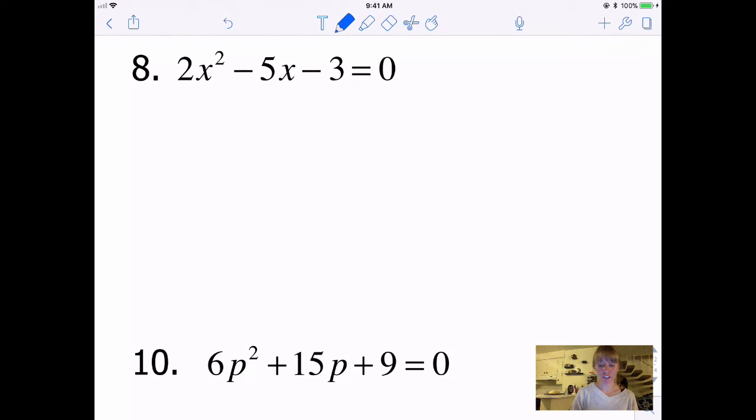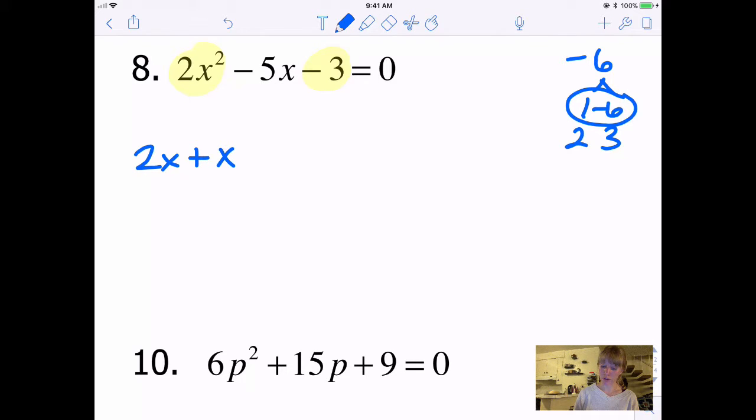Number 8, again, I check for a GCF. There isn't one in 2, 5, and 3, so I've got to do the AC method, because I've got a 2 up front. So I get 2 times negative 3, negative 6. Look for some terms that multiply to get negative 6 and add to get 5. I know that they have to be opposite signs because of that negative 3. So I think this is going to be the one that works for us. So I rewrite 2x squared, plus x minus 6x minus 3.